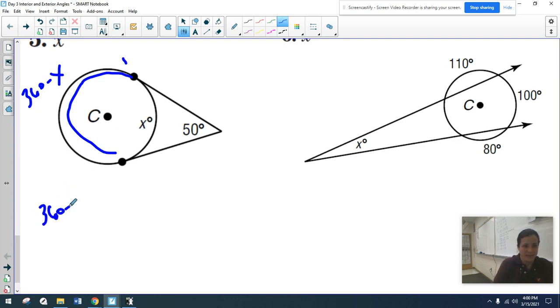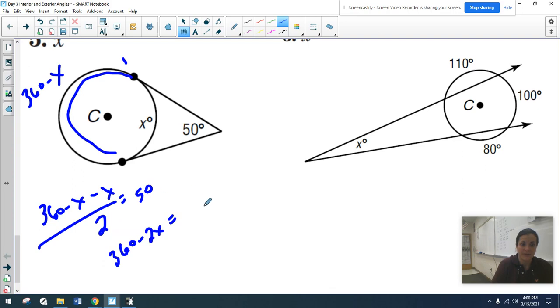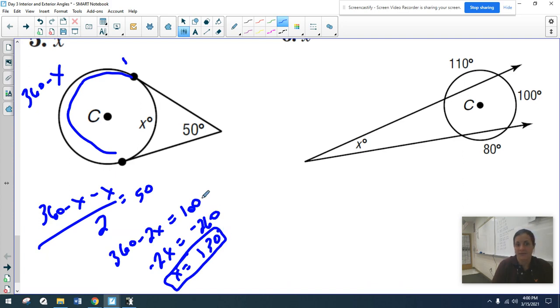You're going to have the 360 minus X, and then minus this X, divided by 2, is equal to your angle. Okay, so I'm going to put those negative X's together, get negative 2X, times by 2 to get 100, subtract the 360, and divide by negative 2. So I'm going to get 130 degrees for x. If they asked you for the big arc out here, you'd have to do 360 minus 130, and that would give you your 230.